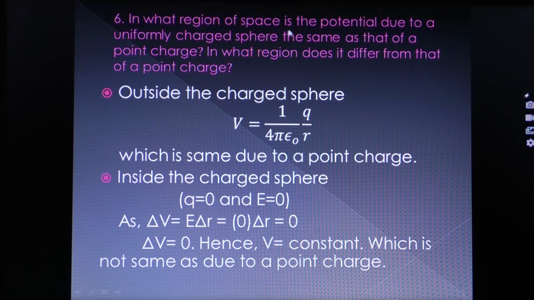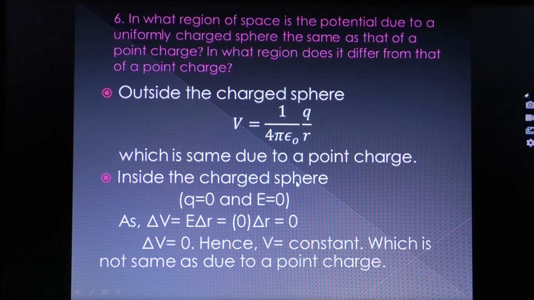Question number 6. In what region of space is the potential due to a uniformly charged sphere the same as that of a point charge? And in what region does it differ from that of a point charge? Okay, outside the charged sphere, the value of the potential is given by V is equal to Q over 4 pi epsilon naught R, which is the same as due to a point charge. Which Q I am talking about?